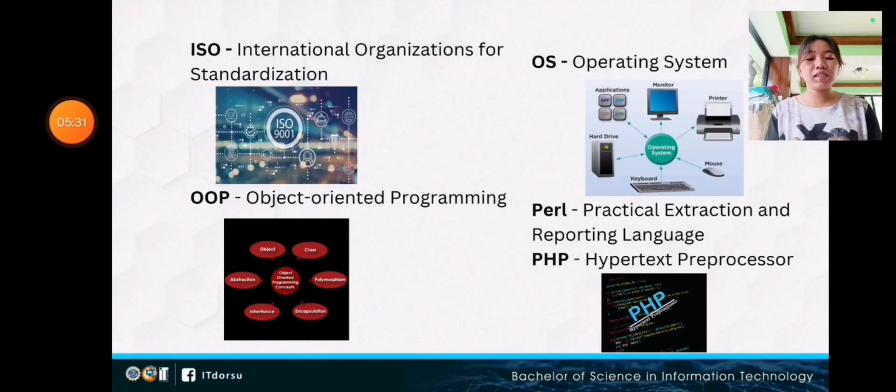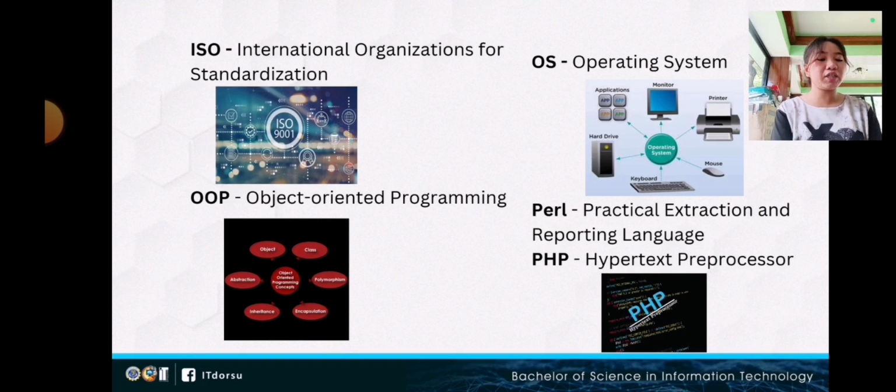Next one is OOP, or Object-Oriented Programming. This is a style of programming characterized by the identification of classes of objects. For example, what you see, like a chair, bike, marker, car, and so on, are objects. That is OOP, or Object-Oriented Programming.